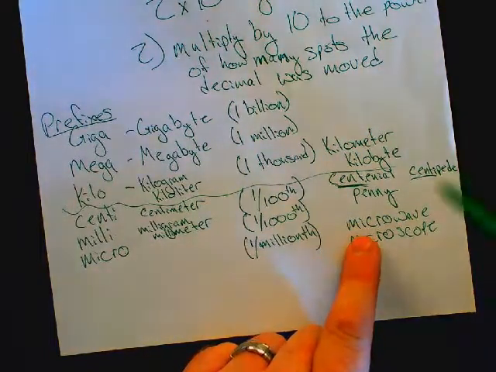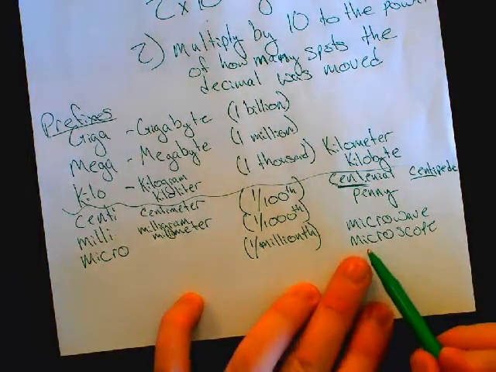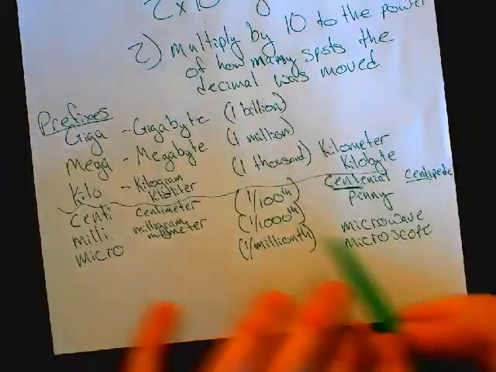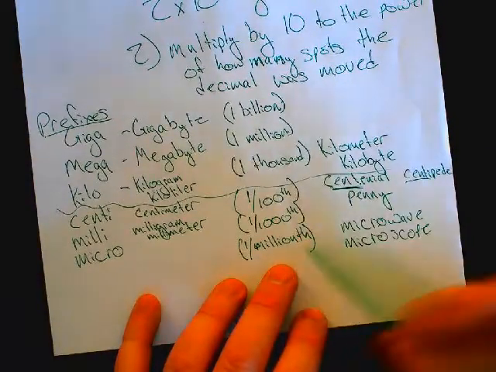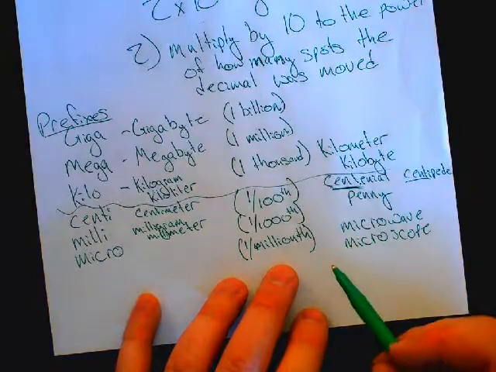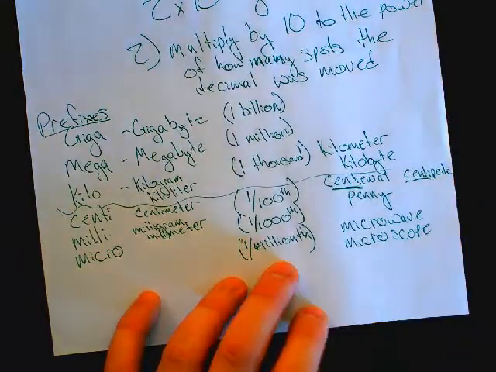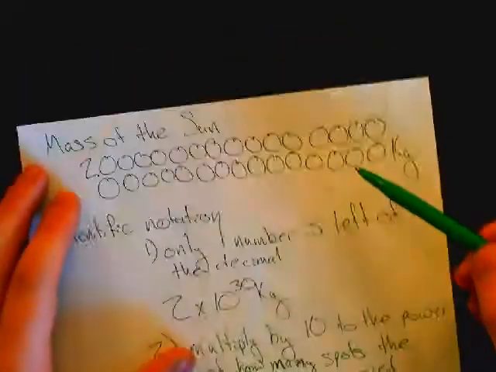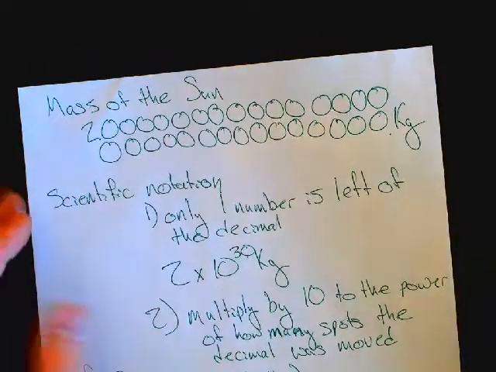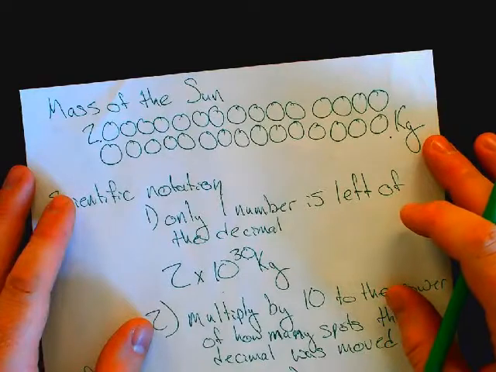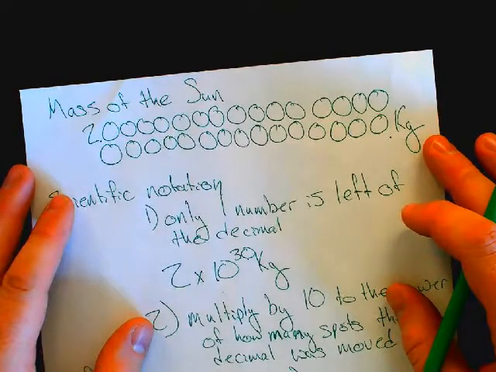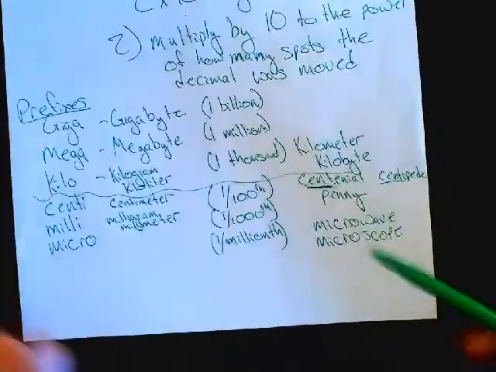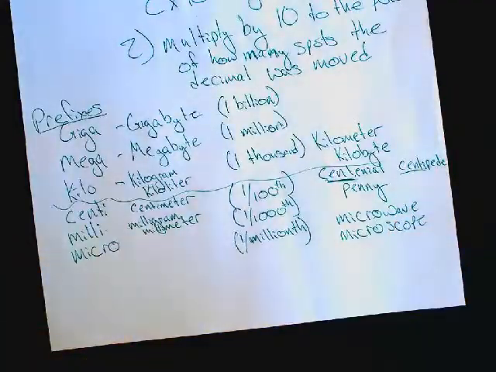Okay? Microscope, we're talking about trying to see things that are on the order of one-millionth the size of a meter. We're trying to see things that are incredibly small. Okay? So if I go back to my mass of the sun, which of these terms do you feel like would be the most helpful?